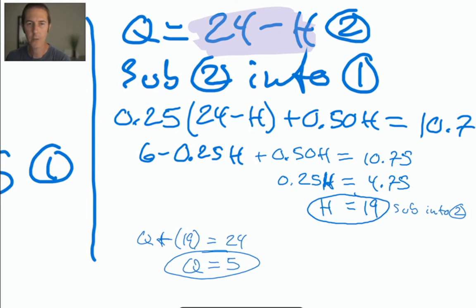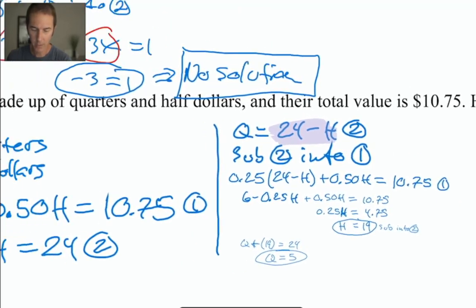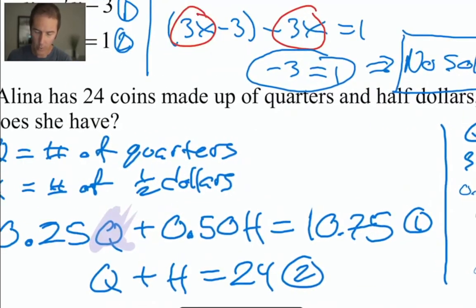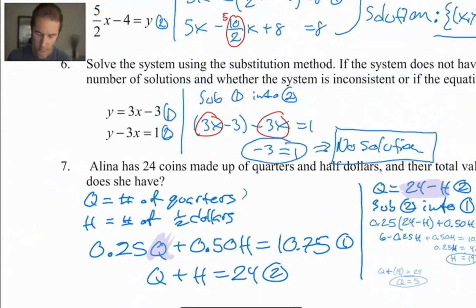And that's why I like using variable names that are appropriate, like Q for number of quarters and H for number of half dollars. That way, once I finally get to the end and I've got these couple of numbers, I know what they actually represent. And I highly recommend writing down what your variables represent so that you've got something to refer back to, because these problems can get a little lengthy, a little involved, and it's good to be taking some notes, dropping some breadcrumbs as you go along.